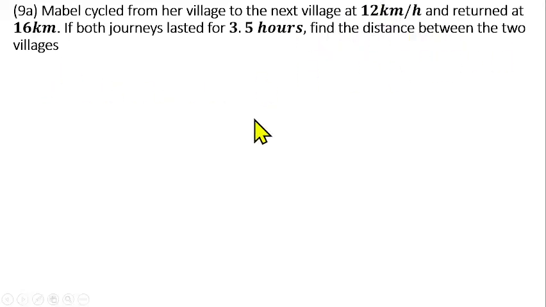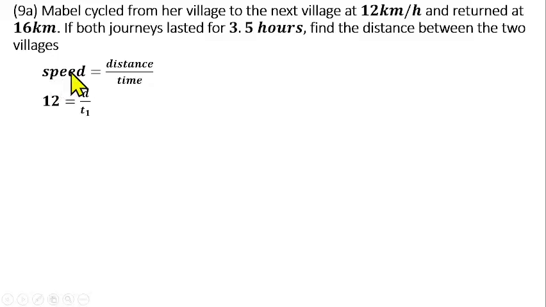So we are given the speed at which she traveled to and fro. This is to, and this is fro. This is 16 km per hour. And we are given the time it took for the two journeys, to and fro. We have to find the distance. So we know that speed is distance over time.